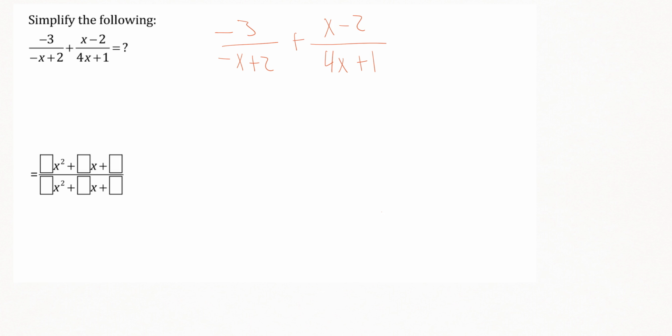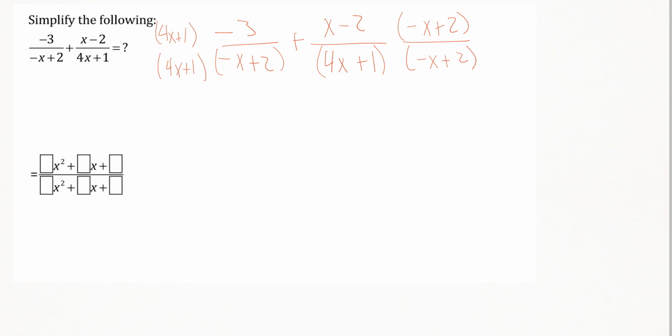And the easiest way to find a common denominator, especially when you're dealing with equations, is to take whatever's on the bottom of one fraction. So on the bottom of the left fraction, I've got negative x plus 2, and I'm going to multiply that by the top and bottom of the second fraction. And then from there, I would do the same thing with the bottom of the second fraction, and I'm going to take it and multiply it by the top and bottom of the first fraction. So the easiest way to find a common denominator is always just take one denominator and multiply it by the top and bottom of the other fraction, and then take the second denominator and multiply it by the top and bottom of the first fraction.